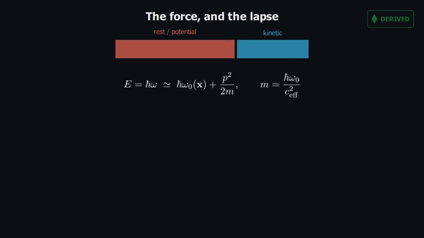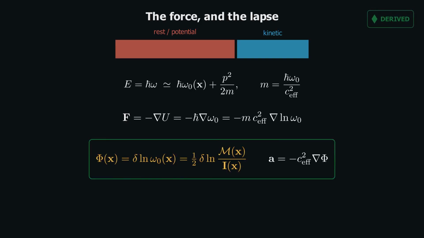H bar times omega naught at that position, plus p squared over 2m, with the mass being h bar omega naught over c squared. The second piece is kinetic energy. The first is a position-dependent rest energy, which is to say a potential. Take its gradient and you have a force: minus mc squared times the gradient of the logarithm of omega naught. Now impose the Newtonian correspondence and the lapse falls straight out.